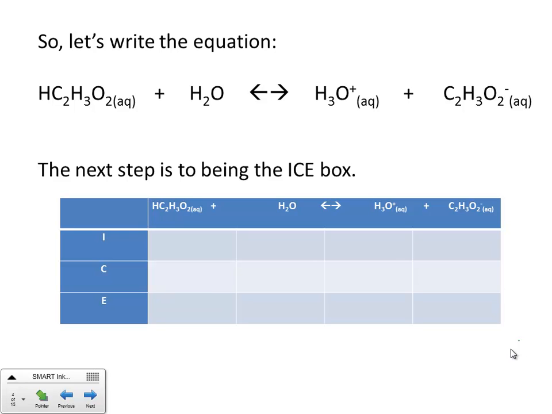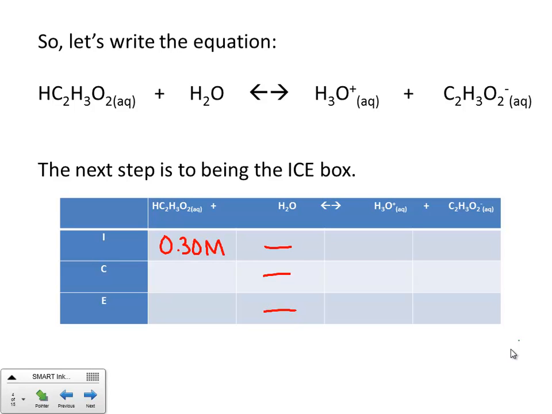You can see it written up here, and you can see that I've already set up the ICE box below. The next step is to start filling in our ICE box. So initially, you can tell from the problem that you have 0.3. They told you it's a 0.3 molar solution of acetic acid, 0.3 moles in 1 liter. And we know we can ignore our water, so I'm just going to put lines through that.